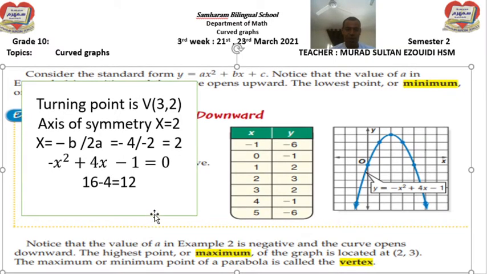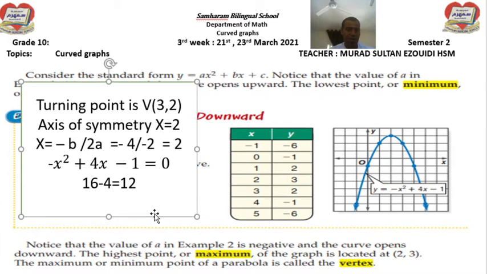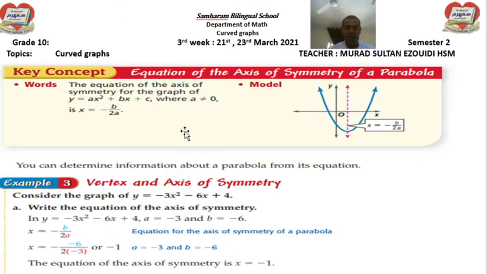Now move to the second part. Key concepts: equation of the axis of symmetry of a parabola. In words, the equation of the axis of symmetry for the graph of y equals ax squared plus bx plus c, where a is different to 0, is x equals negative b over 2a. This is the parabola, and what is drawn in pink dashed line is called the axis of symmetry, which is equal to negative b divided by 2a.